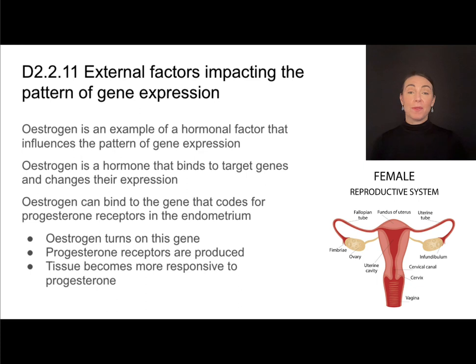And the last example that we'll talk about here is a hormone. Hormones regulate the patterns of genetic expression. They can either promote them or they can silence them. And estrogen is a great example of a hormonal factor that affects that pattern of genetic expression. It does a lot of things. One of the things that it can do is it can bind to target genes and change their expression. And we're going to talk particularly about the endometrium.